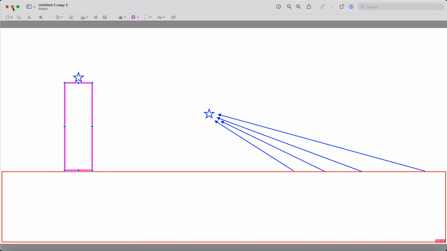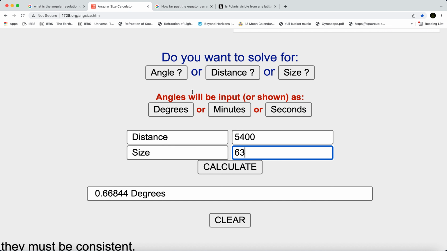So I'll just go here a second. Now, distance, 5,400 nautical miles. Size, I gave that angular free space 63 nautical miles, and when I calculated it, it came out as 0.66844 degrees. So at 63 nautical miles, now I don't know if Polaris is 63 nautical miles up in the sky. I don't know if it's 27 nautical miles up in the sky. I don't know what height it is. I don't know if it's a physical thing. I don't know what it is, right?